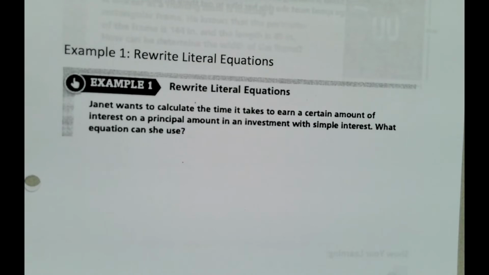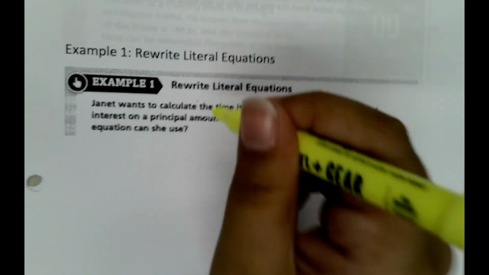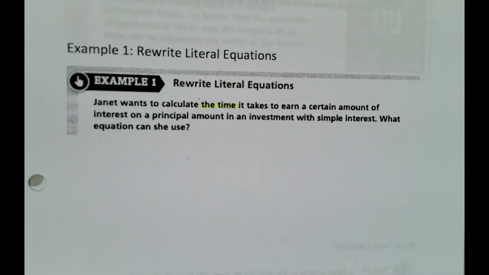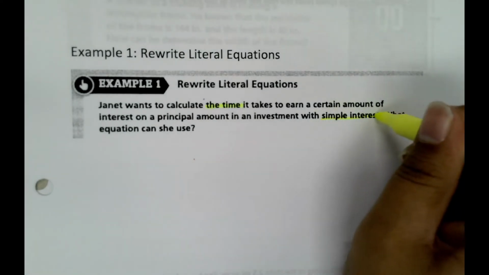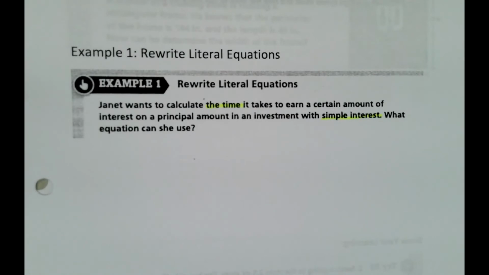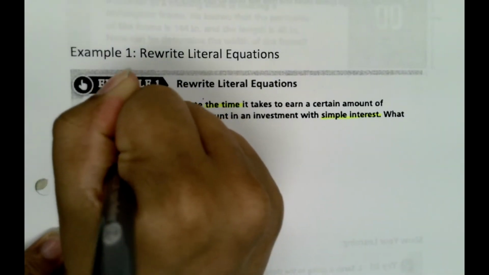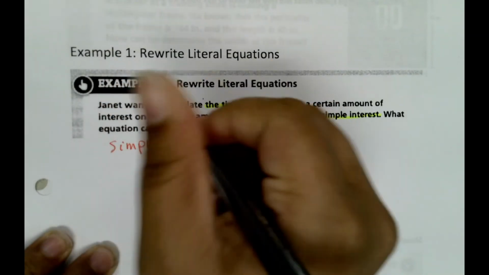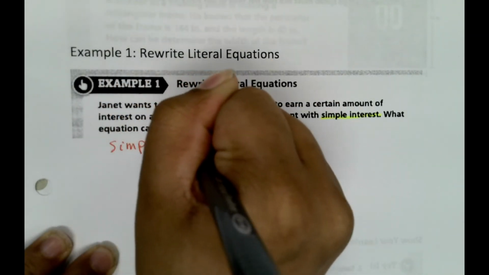That simple interest formula is I equals P R T. That's the formula we use. I equals P R T. Every single one of those letters stands for something different.